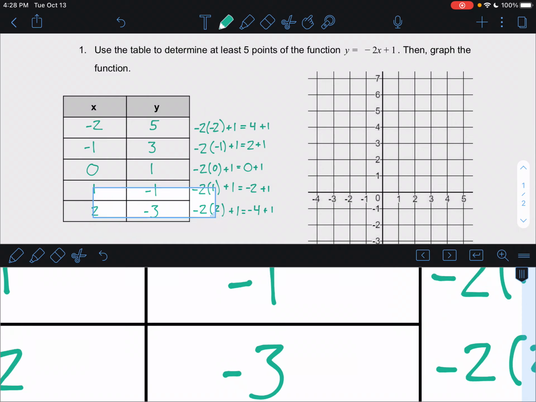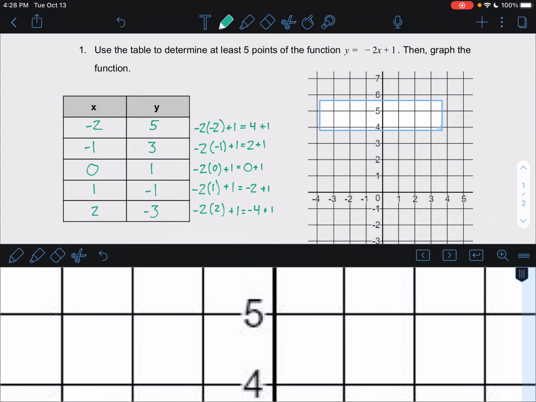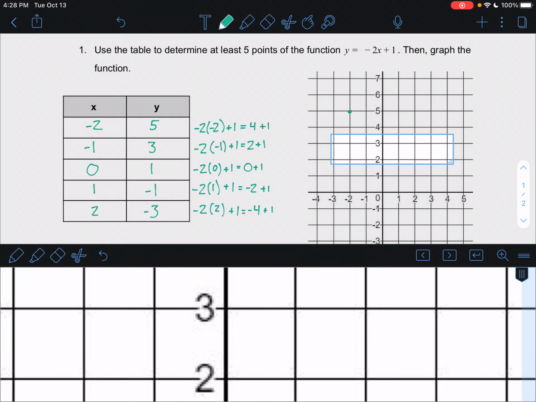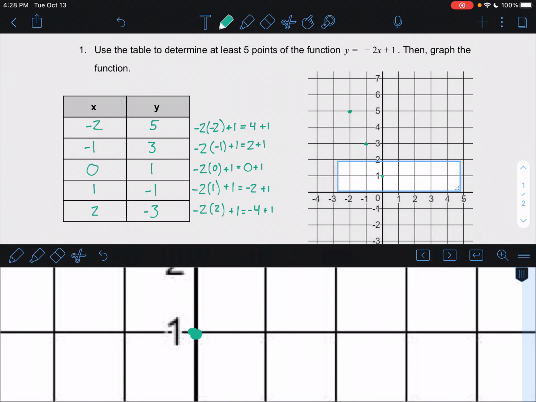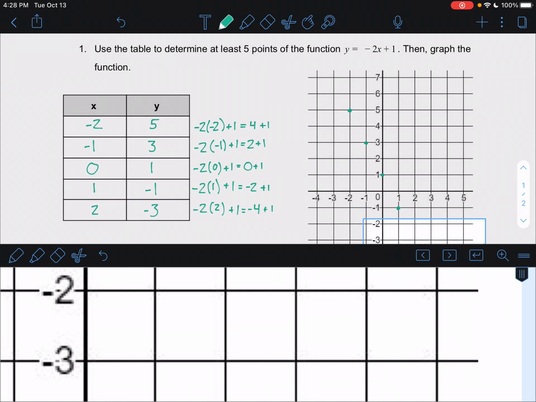So these are going to be my points that I'm plotting now. So I have negative 2, 5, which is right there. I have negative 1, 3, which is here. I have 0, 1. 1, negative 1. And 2, negative 3.